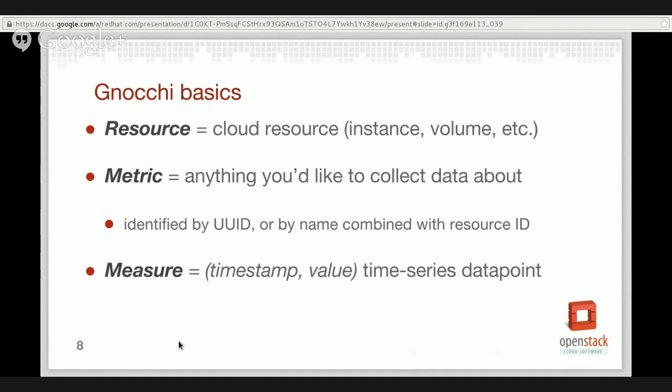This is on slide 8. Okay, so what have we got here? The first class resources within Gnocchi. So clearly you've got a resource, right? And this can represent anything in your cloud. And these resources are strongly typed.